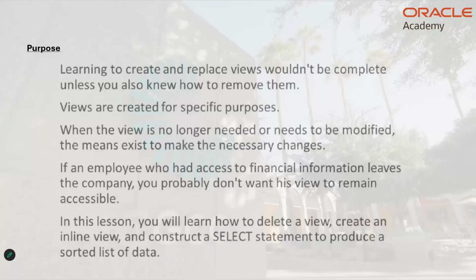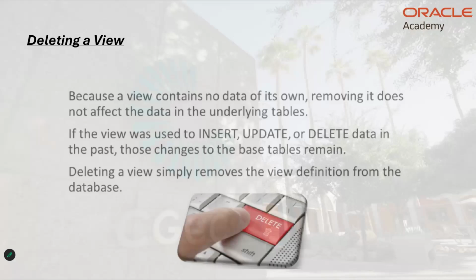So if the view is no longer needed, you need a way to either change it or get rid of it. Here, the example is an employee who had access to financial information leaves the company. That always causes a lot of work. You have to delete their access to everything, make sure they can't sneak in the back door, all kinds of things. And then we're going to talk about inline views and how that can be used.